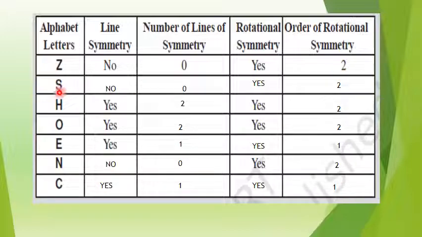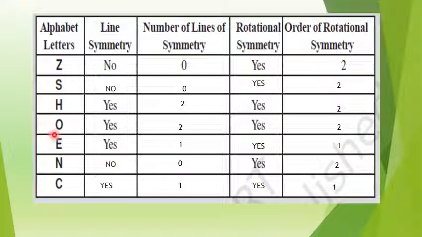Next is S. Is there any line symmetry? No. So the number of line symmetry becomes 0. Does it have rotational symmetry? Yes. What is the order? 2. Next is letter H. Does it have line symmetry? Yes. What is the number of line symmetry? 2. Is there rotational symmetry? Yes. What is the order of rotational symmetry?